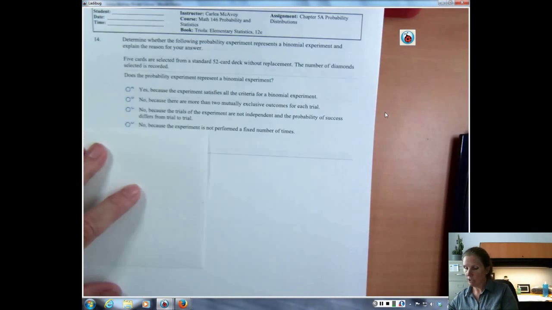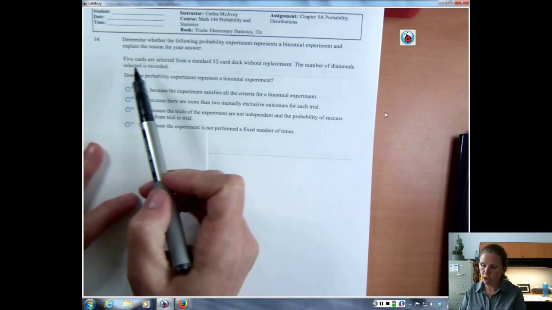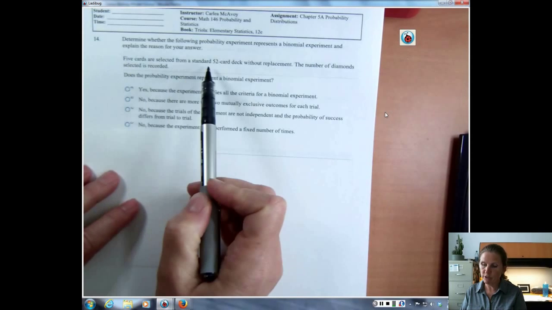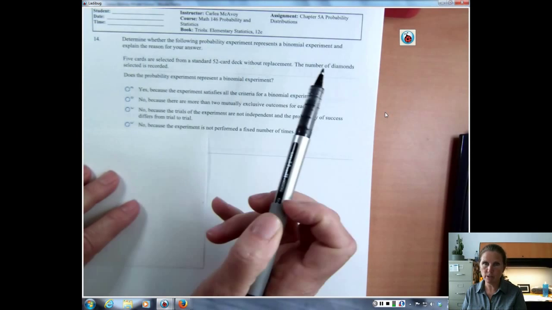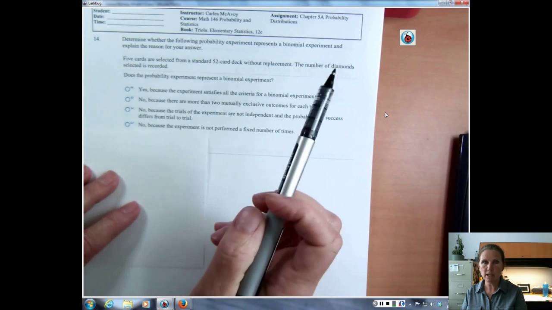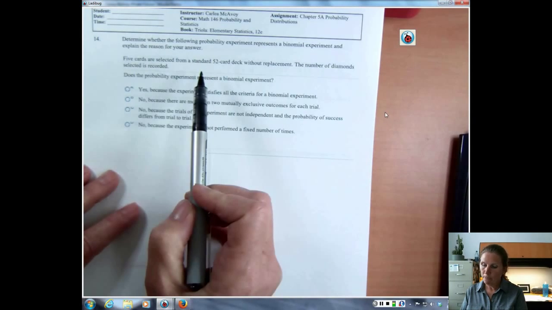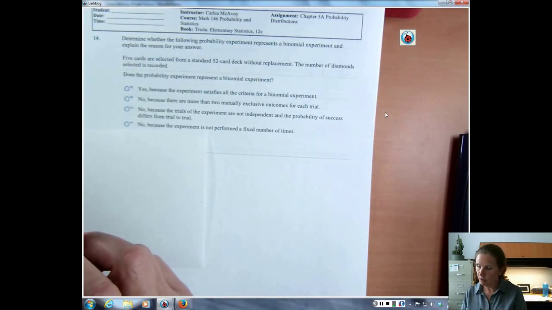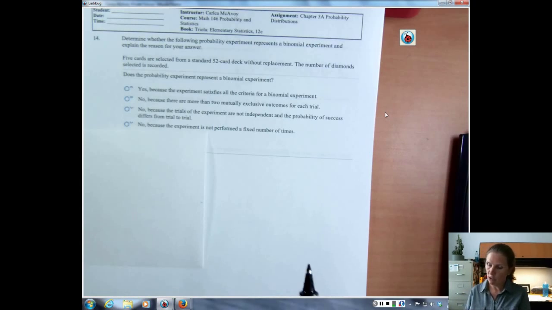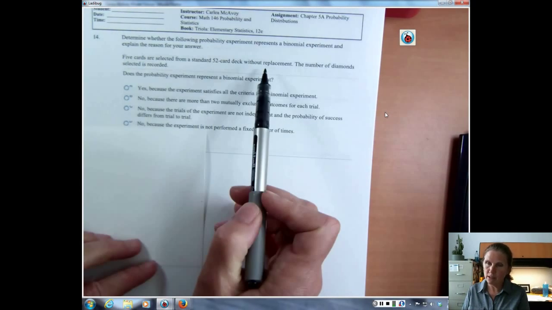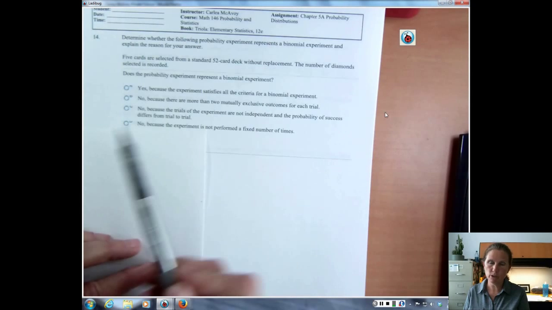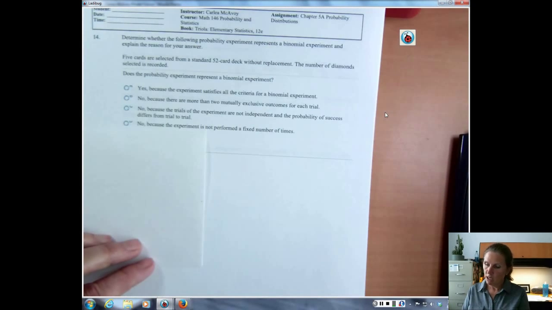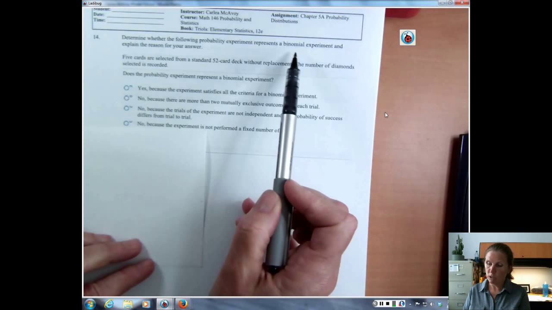All right, same question. Here we go. 5 cards are selected from a standard 52 card deck without replacement. The number of diamonds selected is recorded. Well, 5 cards are being selected, so we have a fixed number of trials. Good. There's only 2 answers. It's either diamonds or it's not, so there's 2 different outcomes, but they're not independent. They need to be independent for us to be able to use a binomial distribution to represent a binomial experiment.